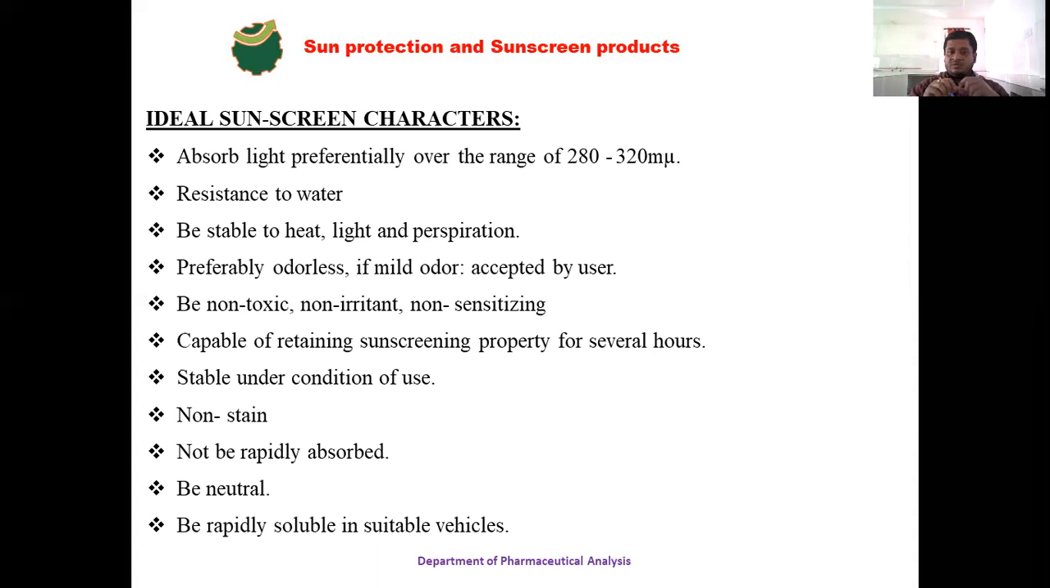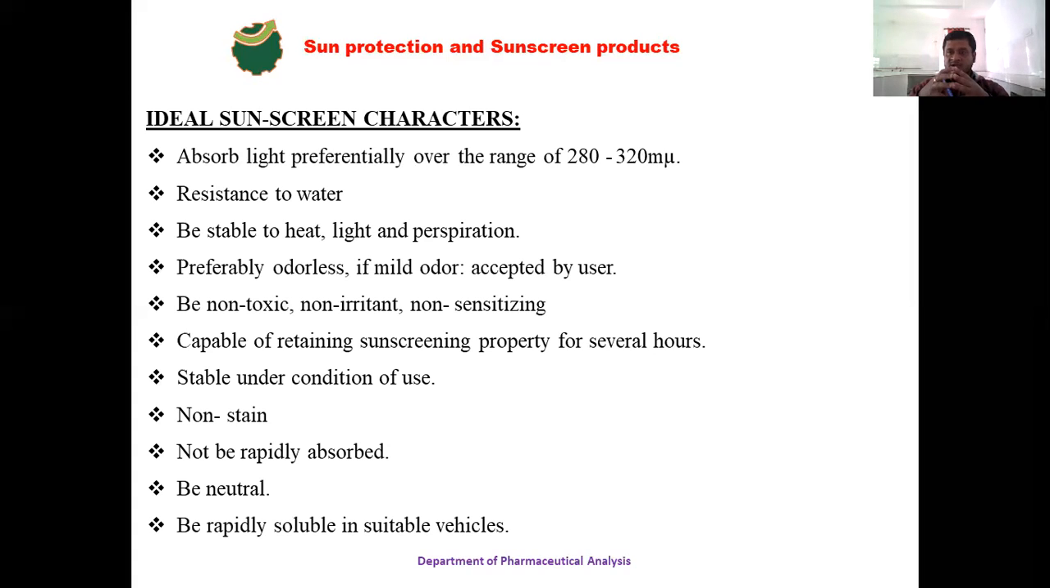Next, not be rapidly absorbed. Whenever you apply the product to the skin, that particular sunscreen ingredient should not be absorbed, because whenever you apply the sunscreen preparation, the product or the sunscreen ingredient should be present over the skin. It should not be absorbed, because once it is absorbed in the skin, it will not give its effect. Ultimately the ingredient should be present over the skin, then only it will give its effect. So it should not be absorbed by the skin.